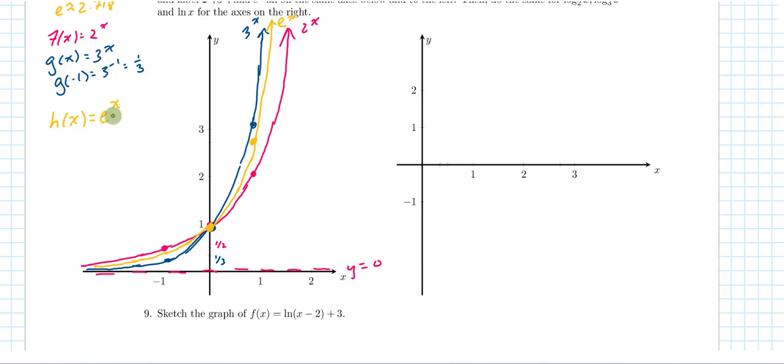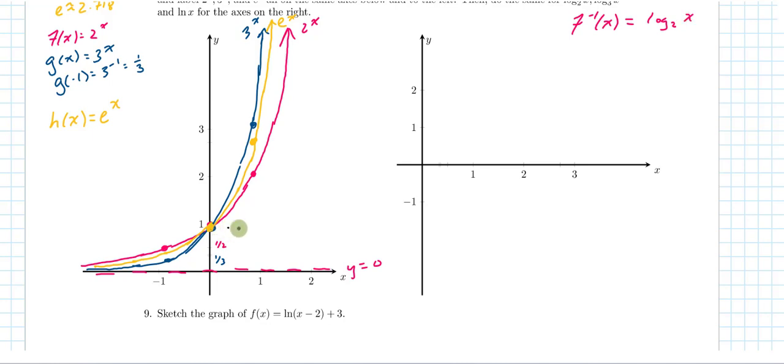So now I'd like to do something similar. I'd like to sketch the graphs of their corresponding inverse functions. So we'll first sketch f inverse of x, which would be equal to the log base 2 of x.